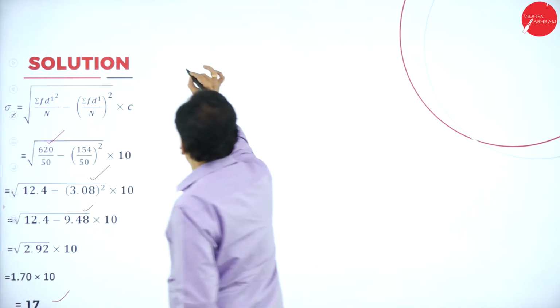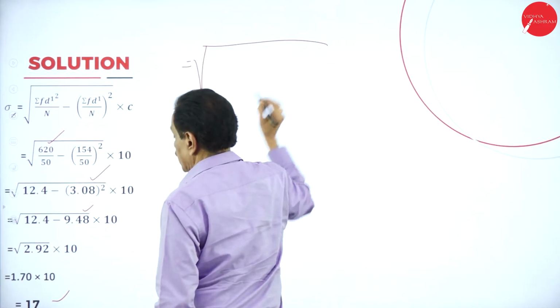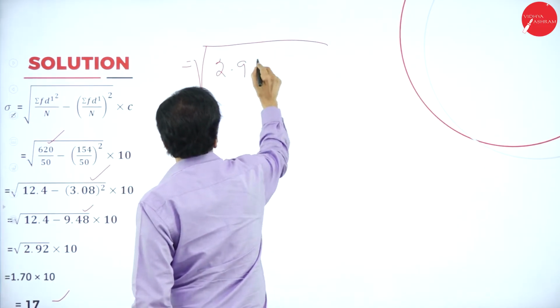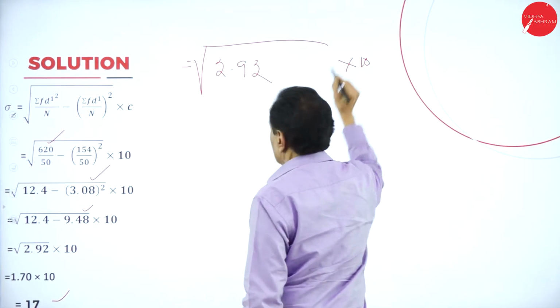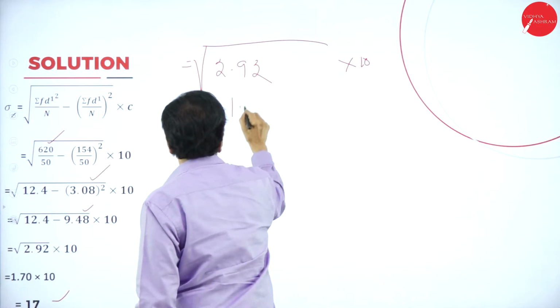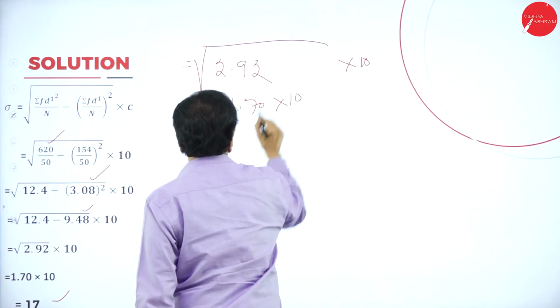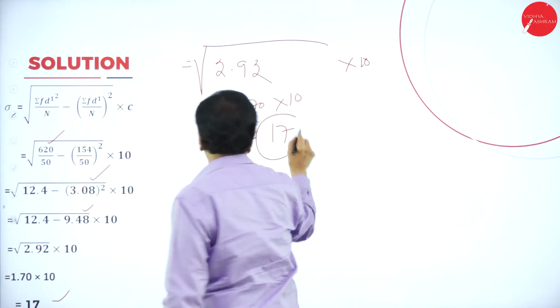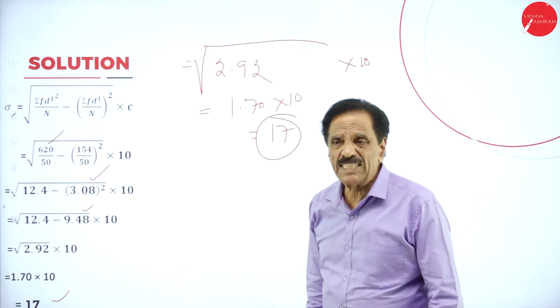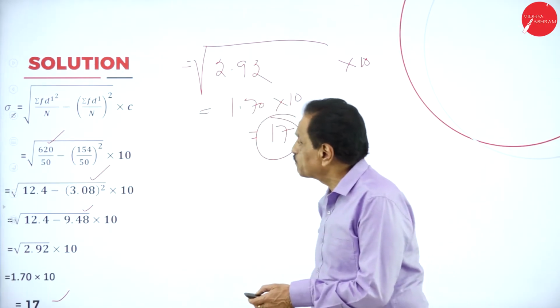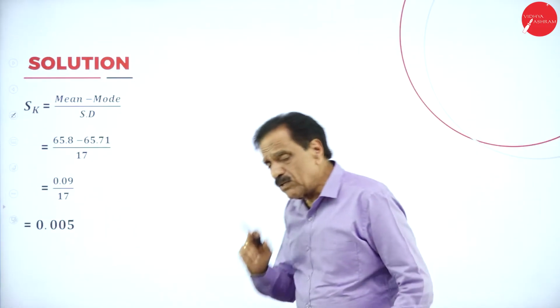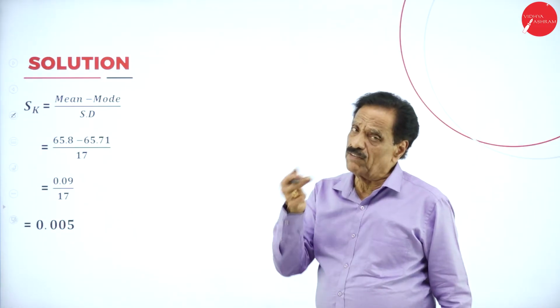Root of 2.92 into 10. Root of this 1.70 into 10. This comes to 17. What is 17 now? Standard deviation. Then we find out the mean, we find out the mode, we find out the standard deviation.